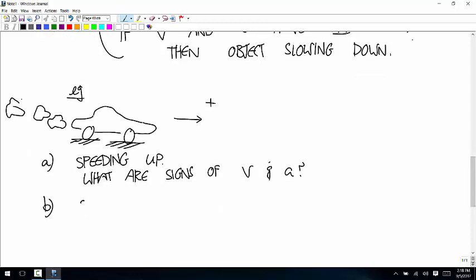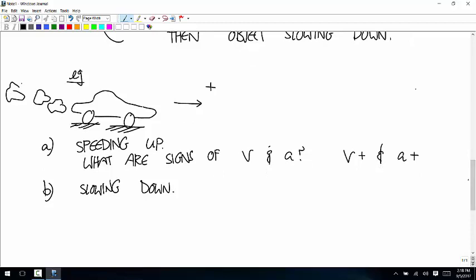So now let's say it's slowing down. So let me write this here. So velocity is positive and acceleration is positive. Now let's say it's slowing down. Again, what are the signs of velocity and acceleration? So velocity, what's the sign? Positive because it's still moving in the same direction. Just now it's slowing down, so what's the sign of the acceleration? That's right, so acceleration now has to be negative.